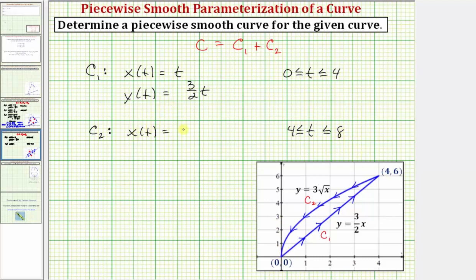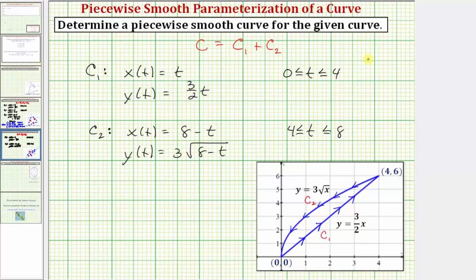And therefore x of t would be equal to 8 minus t. Notice how when t is 4, x is 4, and when t is 8, x is 0. And therefore y of t would be equal to 3 times the square root of, well, if x is equal to 8 minus t, we're going to have the square root of 8 minus t. These parametric equations make the curve C a piecewise smooth curve.